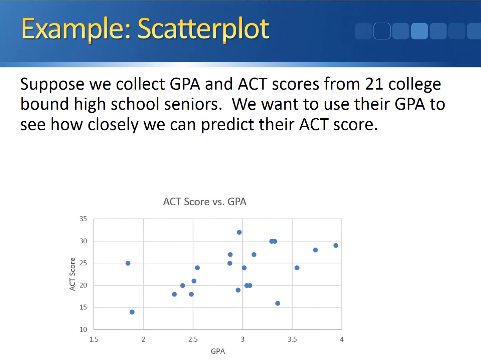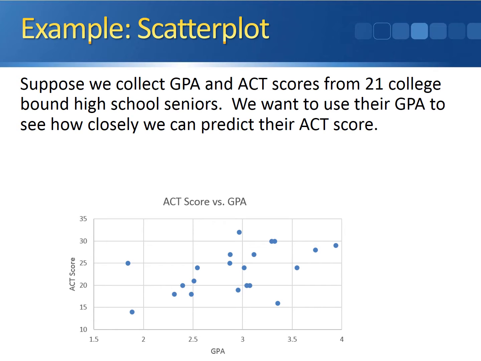As an example, suppose we collect GPA and ACT scores from 21 college-bound high school seniors. We want to use their GPA to see how closely we can predict their ACT score. You can see the scatterplot of the results at the bottom.